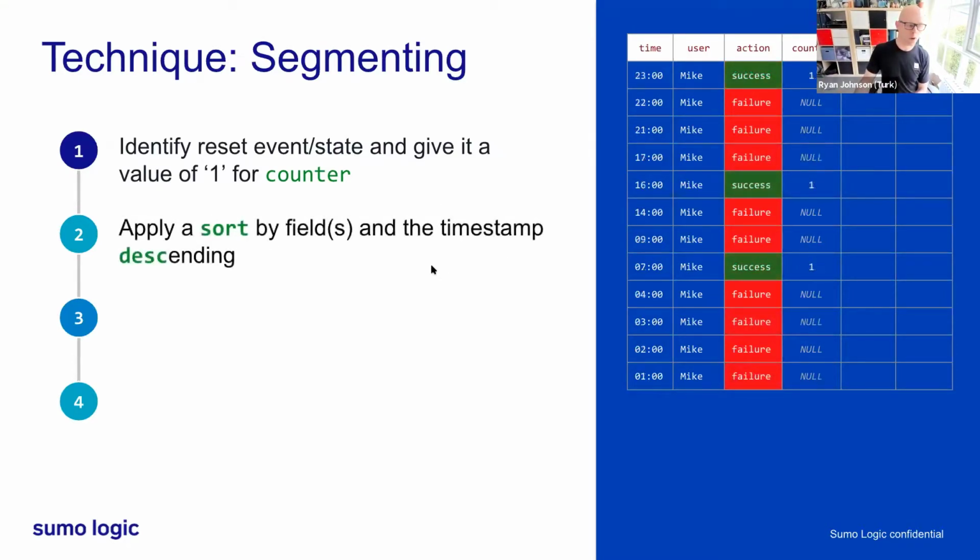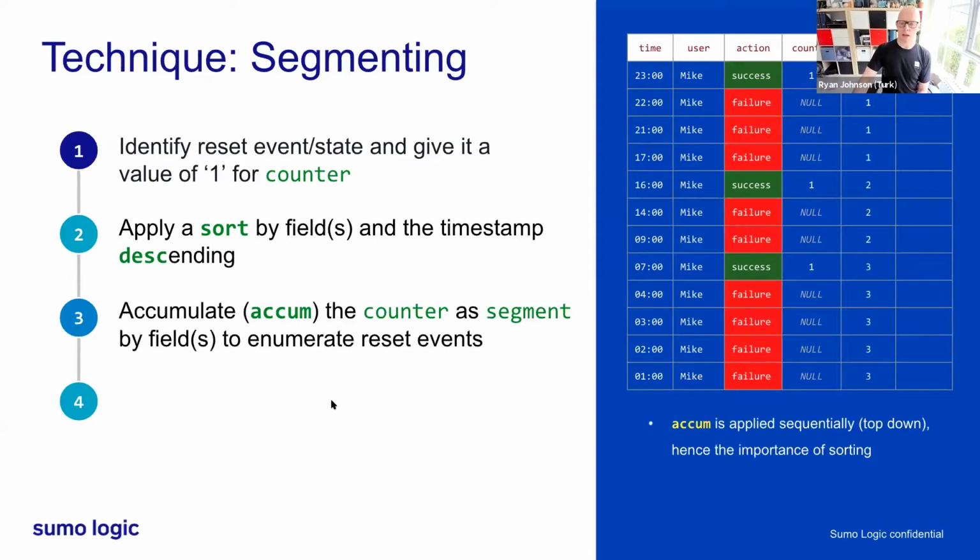Step two, we're going to apply a sort by fields and the timestamp in a descending fashion. You don't actually have to sort by the user, but it makes it easier to digest with your human eyes and human brain. You can see here I have sorted this in reverse chronological order, the most recent to the least recent. Something's starting to come together here that hopefully you're picking up on. Step three is we're going to use our accumulate operator. We're going to accumulate the counter as a segment by fields to enumerate the reset events.